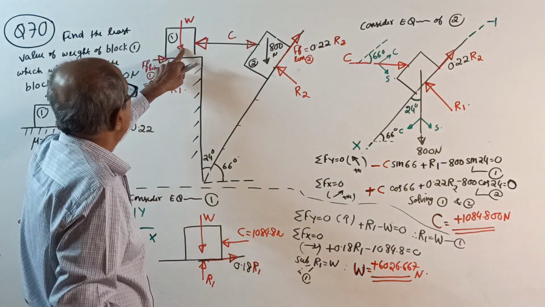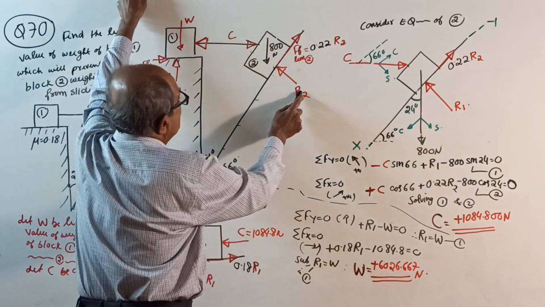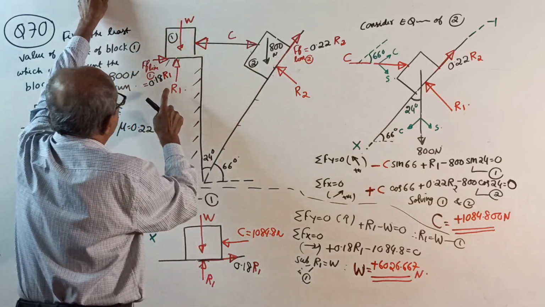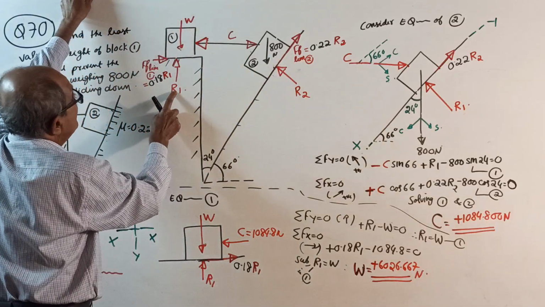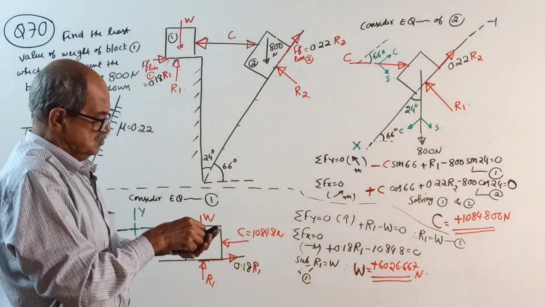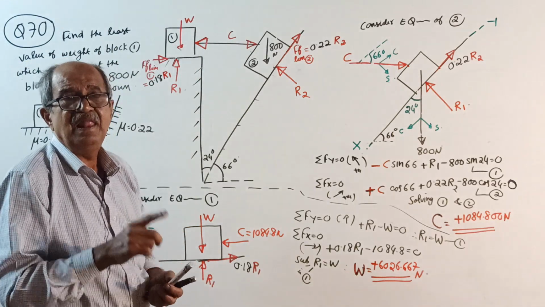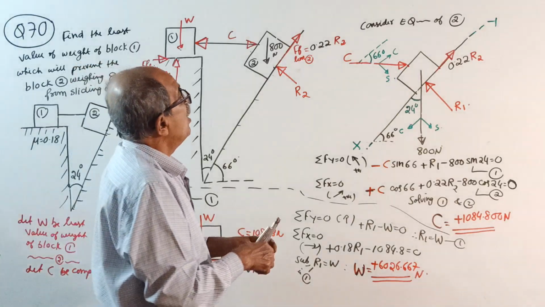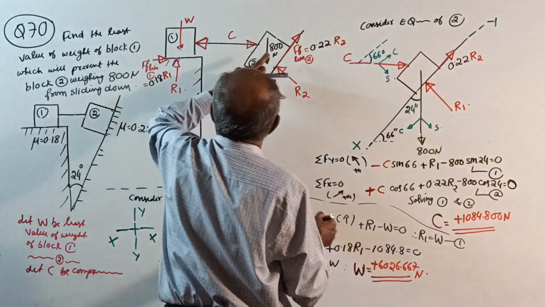Now there is nothing more in the question. The unknown is W. Here, R2 and C are the unknowns for block 2. For block 1, R1, C and W. Three unknowns are there. So you start from the block having fewer unknowns. So first consider equilibrium of block 2. Okay, block 2, see here.